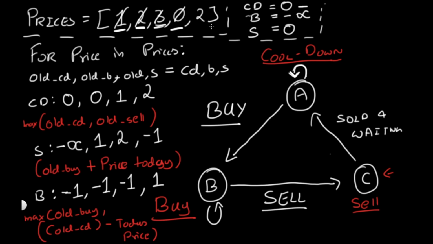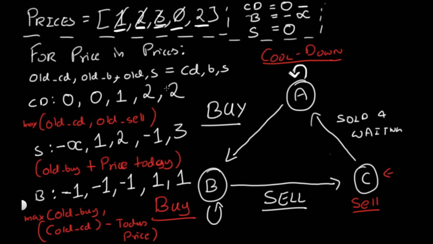So now we're done with 0, and now we're off to the last number, which is 2. And so this is the last time we need to do this. So old cooldown versus old sell. So 2 versus -1. 2 is larger, obviously. And over here, we're going to do our old buy. So 1 plus 2, so that's 3. And then finally, we're going to compare 1 with our old cooldown minus today's price. So 2 minus 2 is 0. Obviously, 1 is still greater.